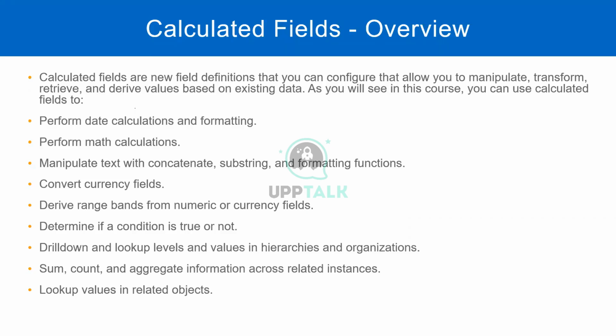So we can drill down and look up levels. Like, okay, you have the top level organization. What is the organization that is two levels and subordinate? You can find that out using calculated fields in hierarchies and organizations. And of course, you can sum, you can count, you can aggregate information across related instances. And you can look up values in a related object. You can look up the age of a dependent using a calculated field. You do not need to use a report, right? You can use a calculated field to get that information. So all of that is possible using calculated fields. It's very, very powerful. And there are a host of functions that will allow us to do that.